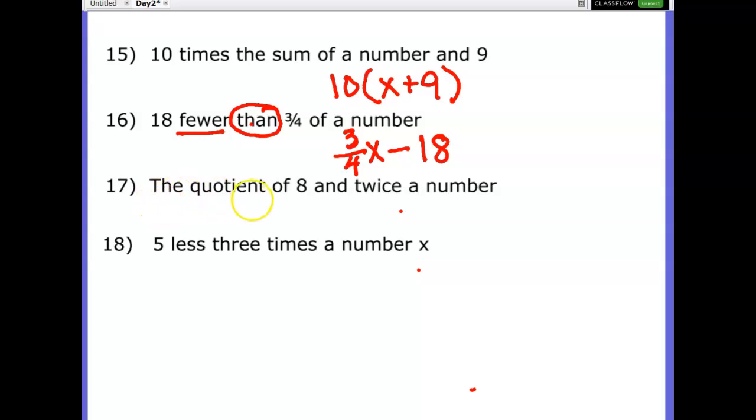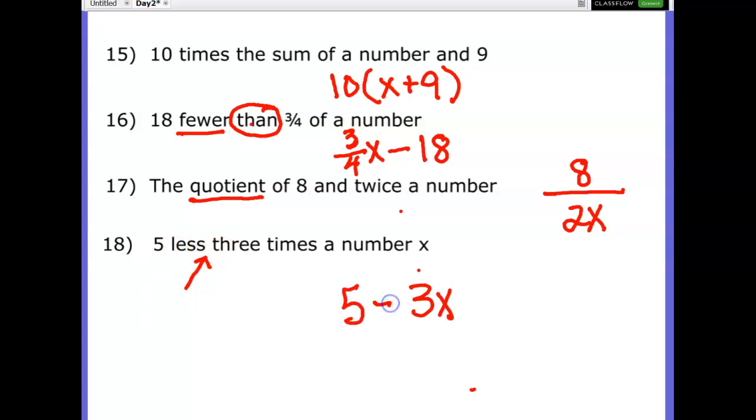The quotient. Quotient is division, and remember in algebra we use the division bar. So we're taking the quotient of 8 and twice a number. We don't know what the number is, so that's 8 divided by 2x. And finally, 5 less than 3 times the number x. So 3 times the number x would be 3x, and it's less. Notice there's no word than, so that means the 5 comes first. If we did have the word than after the less, it would be after it.